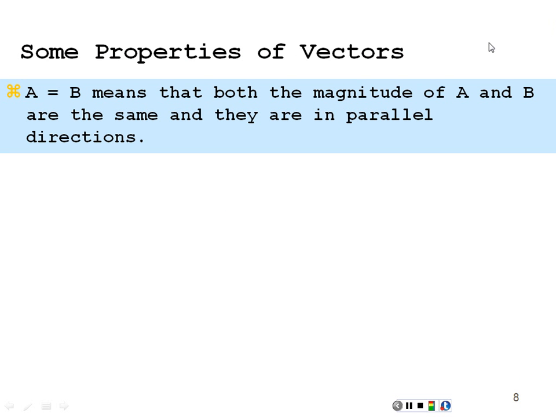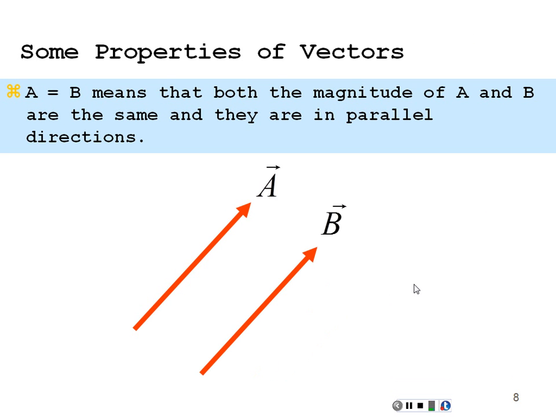Here are some properties of vectors. To say that A is equal to B means that both the magnitude of A and B are the same and that they are in parallel directions. Here's vector A, designated by A with an arrow over it. I have magnitude and direction. Here's vector B, also magnitude and direction. If I compare the magnitudes, they're the same length. And if I look at their directions with respect to some reference, in this case the positive x direction, they have the same angle. So even though they're not on top of one another, they are parallel, and they have the same magnitude, and they are indeed the same vectors. So I would say that A is equal to B in this case.